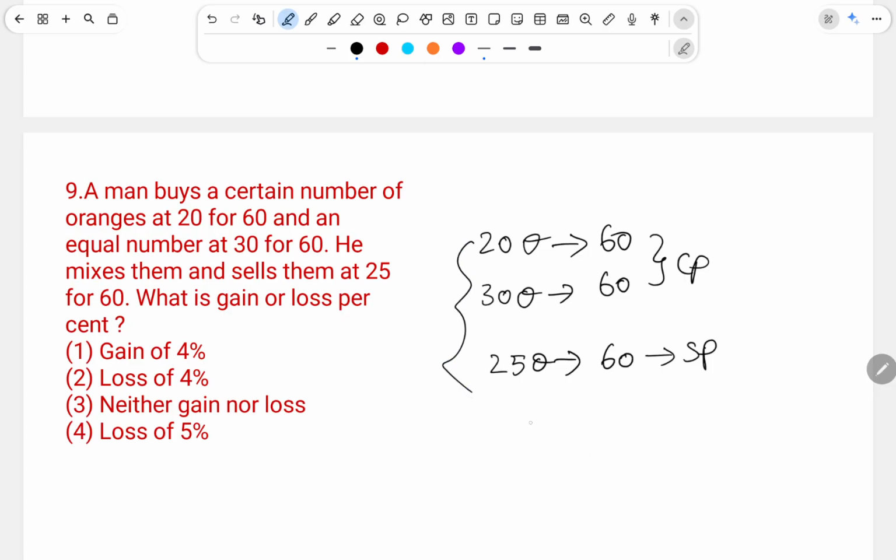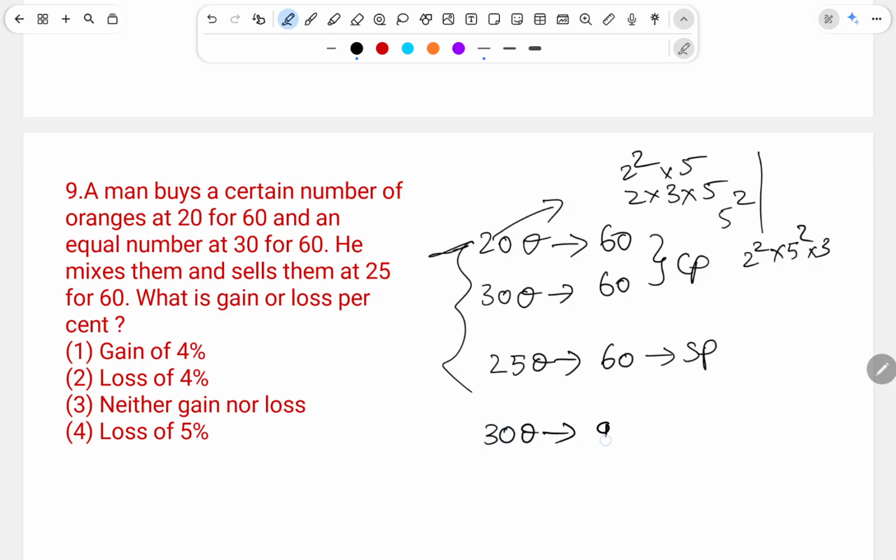Take the LCM of these three: 20, 30 and 25. 30 25s, so 1500 will be. Or calculate: 20 can be written as 2 square into 5. 2 into 3 into 5 is 30 and 25 is 5 square. So 2 square into 5 square into 3. 300 is the LCM. So to make this number 300, we need to multiply by 15.